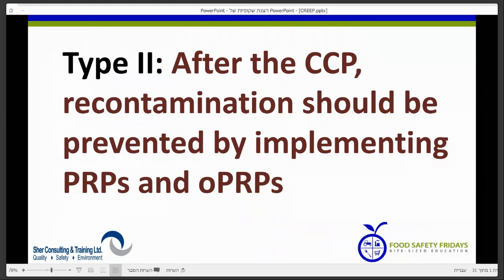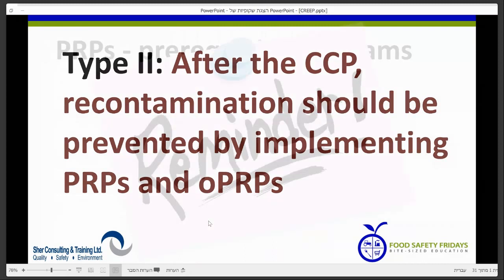because what you're doing in that case is killing recontamination. Recontamination should be prevented and not killed. So think about that and see if you have that kind of situation. So after the CCP, we must prevent recontamination, and this is by using our PRPs and OPRPs.